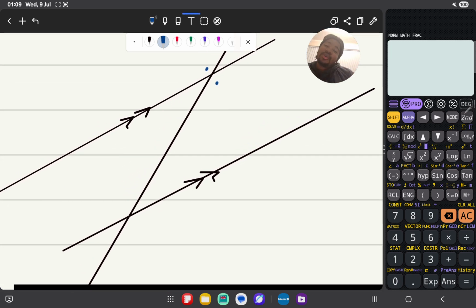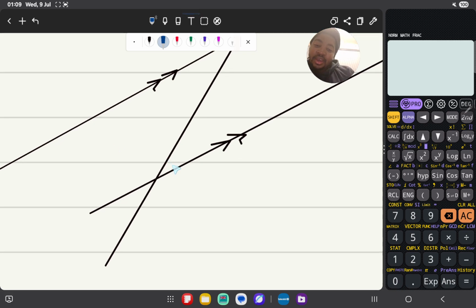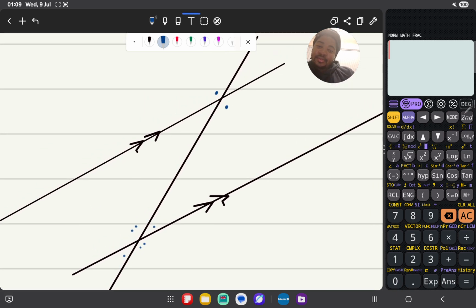This one, it's not even about parallel lines. If you have two straight lines bisecting each other, they both give you a pair of vertically opposite angles. Angles that are opposite to each other, right? They are always equal, and the reason for that is vertically opposite angles.